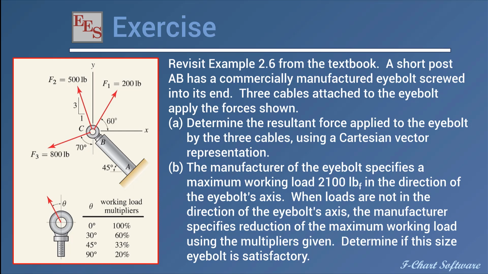You have this post with an eye bolt screwed into the end, and you have three cables attached to the eye bolt, and the three cables are attached to three forces, F1, F2, and F3. We will need to add these forces to get the resultant force applied to the eye bolt. Then we'll figure out whether the eye bolt is likely to fail based on a maximum working load of 2,100 pounds force.